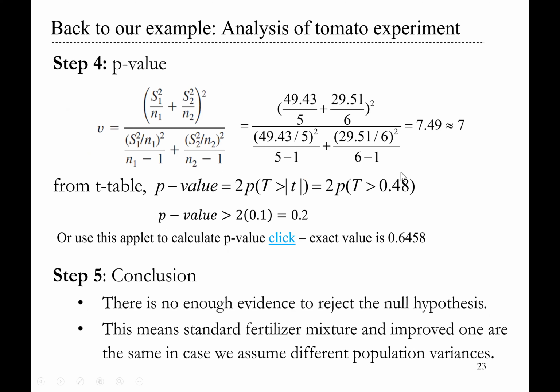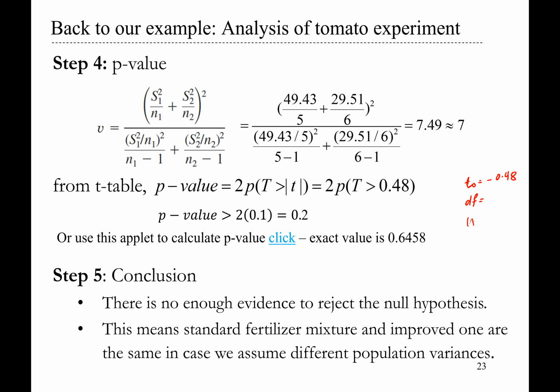So I need to find the degree of freedom before I calculate the p-value, because when I go to the applet, it will ask me, what is your T0? I know my T0 is negative 0.48. And it will ask me, what is the degree of freedom?